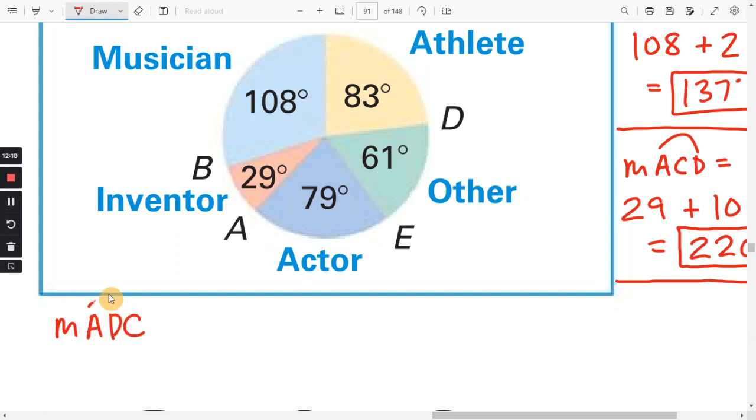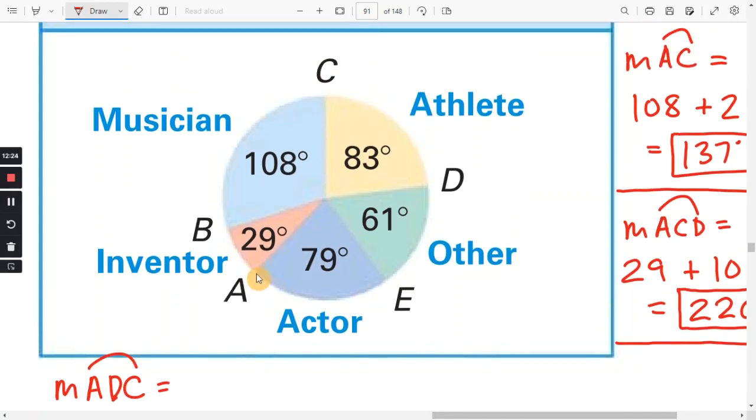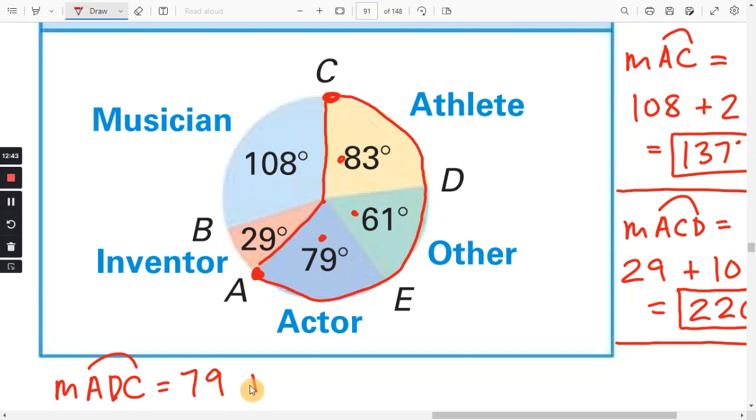So we're going to do the measure of arc ADC. If we travel from A along the arc to D to C, we have this right here. We're going to add 79 plus 61 plus 83. And I get 223 degrees.